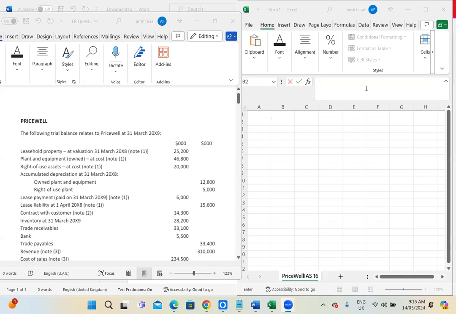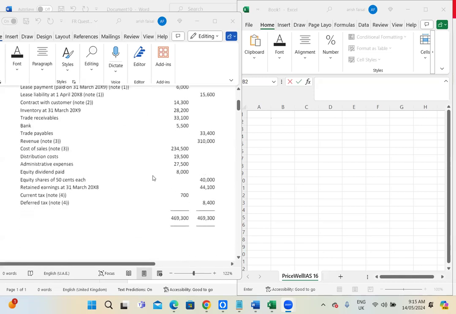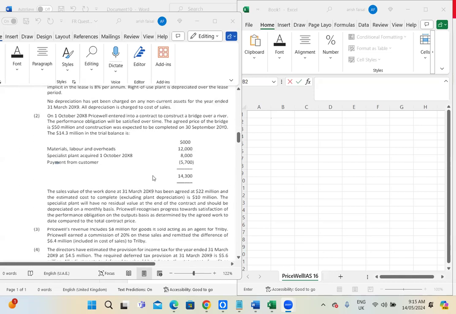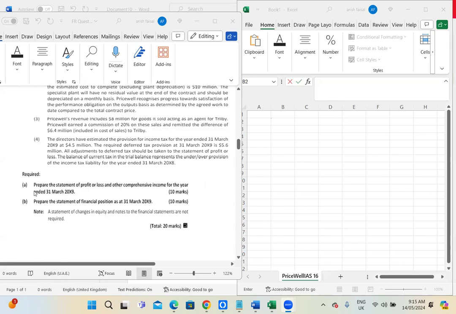So in this question of Pricewell, this is a question on single company accounts in which you have been asked to prepare the income statement and the balance sheet. As you can see in the requirement, that's to prepare the statement of P&L and OCI for the year ended 31st March 2009, and also to prepare the statement of financial position as at 31st March 2009.